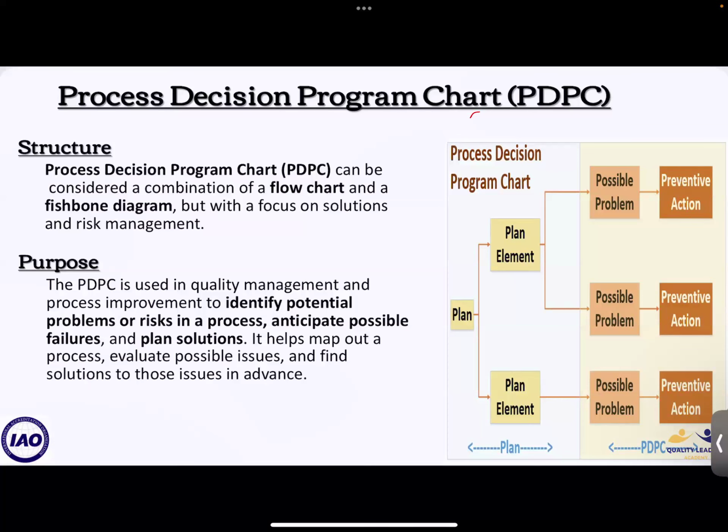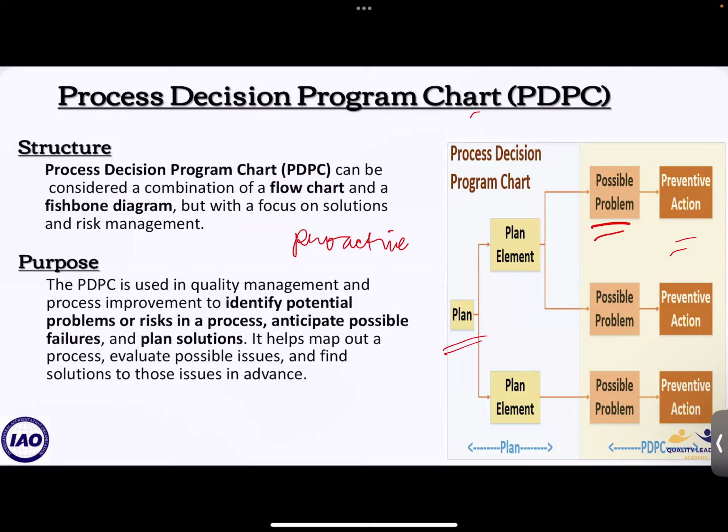This Process Decision Program Chart, or PDPC, is a combination of the flow chart and the fishbone diagram. Its purpose is to identify potential problems or risks in the process, so it is considered a proactive tool that I can use when I need to identify potential problems in advance. So, for example, we list here the plan, possible problems that might arise, and preventive actions and solutions for those problems.